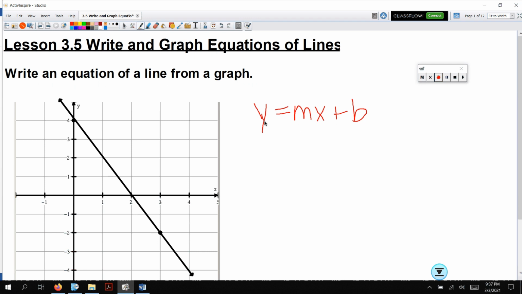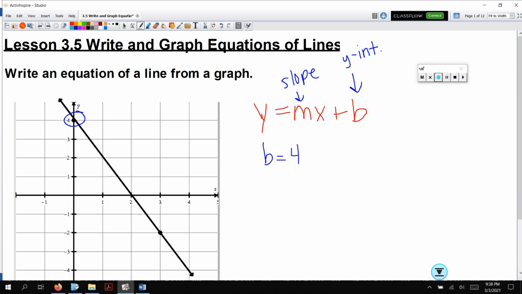So what we need to find are the b, which is the y-intercept, and the m, which is the slope. We talked about slope in the last lesson, so we can find slope from a graph, or we can use two points. At this point, I'm just going to use the graph because I find it easier. All right, the y-intercept is the point that crosses the y-axis. That's right here. That's 4, so b equals 4.